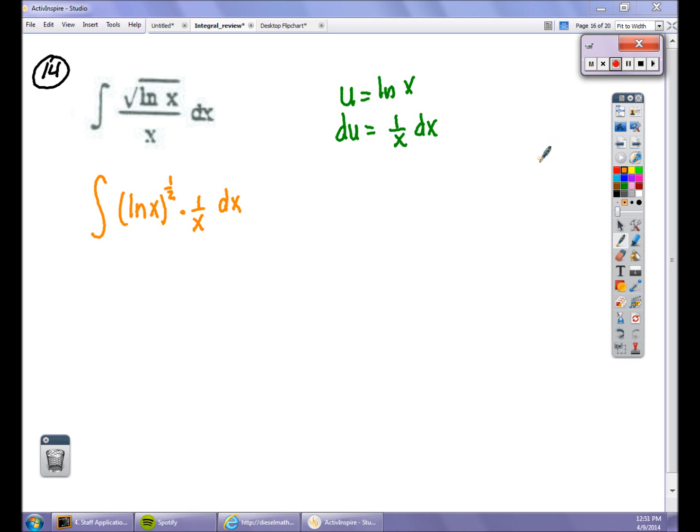I'm going to replace the square root with raising ln x to the 1/2. And instead of putting that over top of x, I'll write it to the side times 1 over x. Now you should be able to see your substitution pretty easily. It's just going to be u to the 1/2 du. When I integrate this, I'm going to add 1 to the exponent, divide by the reciprocal. And get rid of the u, replacing it with ln x.